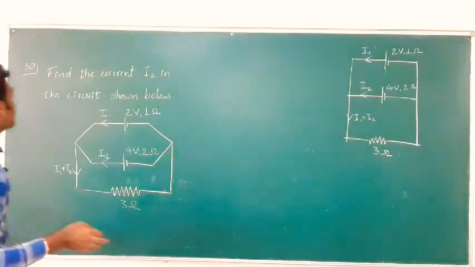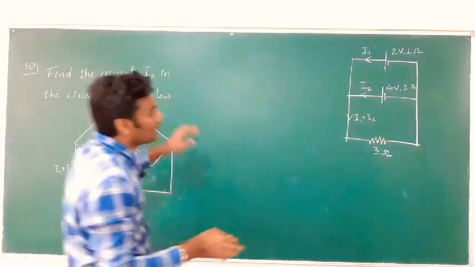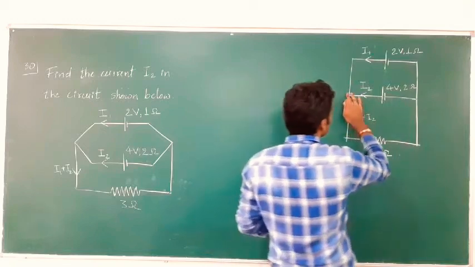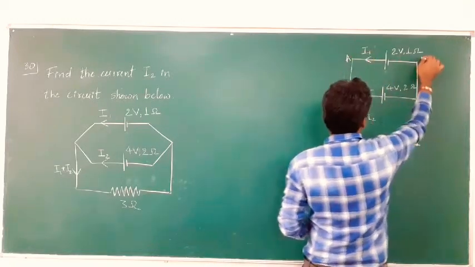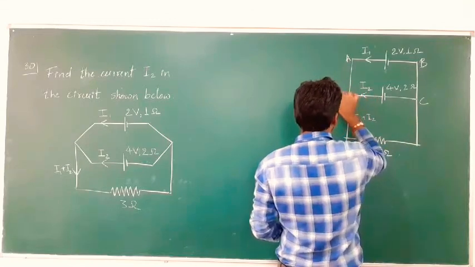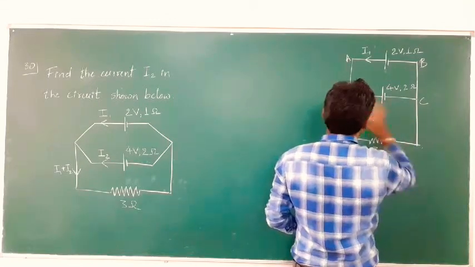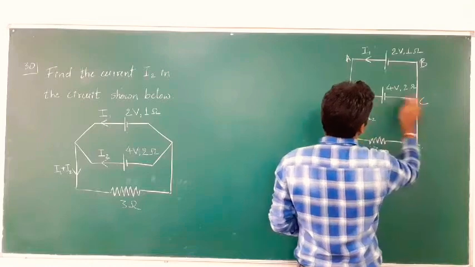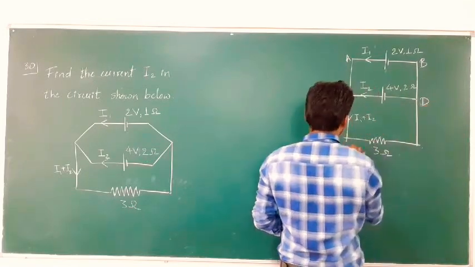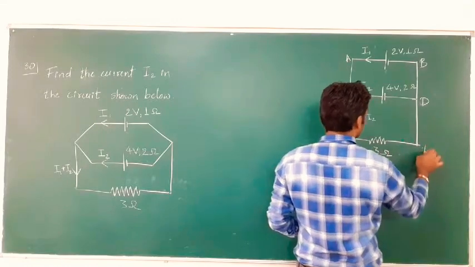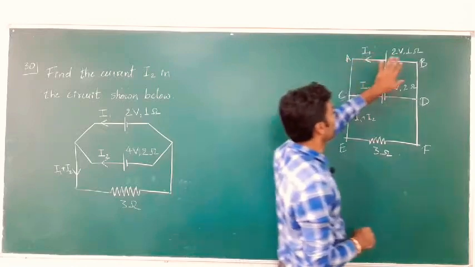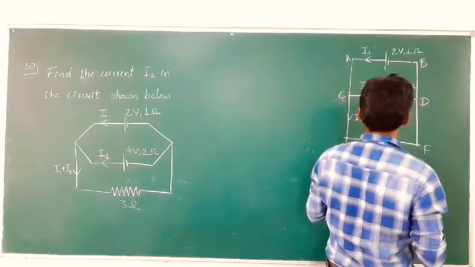The same circuit I have redrawn. What we need is current I2. This current is what we need. Let me name the nodes as follows: A, B, C, D. Okay, that doesn't look good. A, B, C, D, E, F. So this is how I have named it: A, B, C, D, E, F.